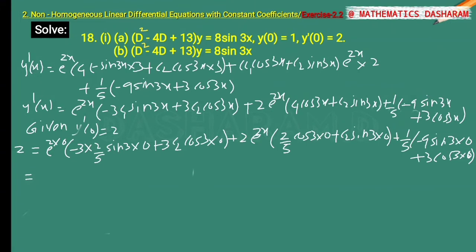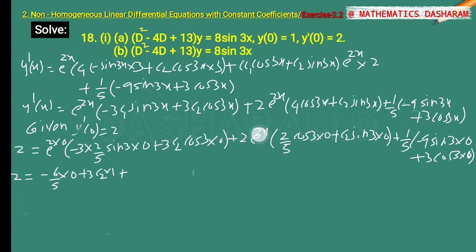It is equal to e to the power of 2 into 0, which is e to the power of 0. Its answer is 1. So then minus 3 by 5. sin 3 into 0 is sin 0, and sin 0 value is 0, plus 3 c2 cos 3 into 0, cos 0. Cos 0 value is 1.